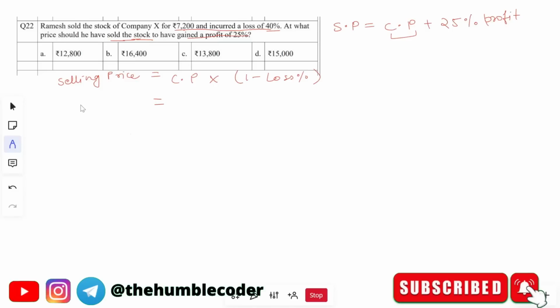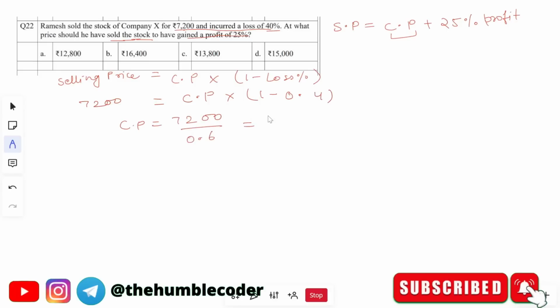So selling price is how much? 7,200, and then cost price we need to find out, and then 1 minus loss percentage. So 1 minus loss percent is how much? 40%, so we can write it as 0.4, right? So now we will solve these values. So cost price is equal to 7,200 divided by 1 minus 0.4, which is 0.6, okay?